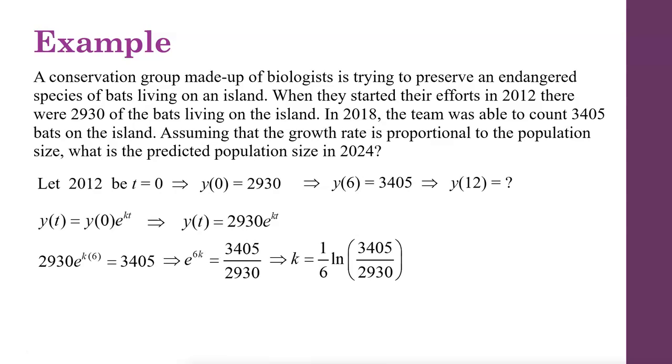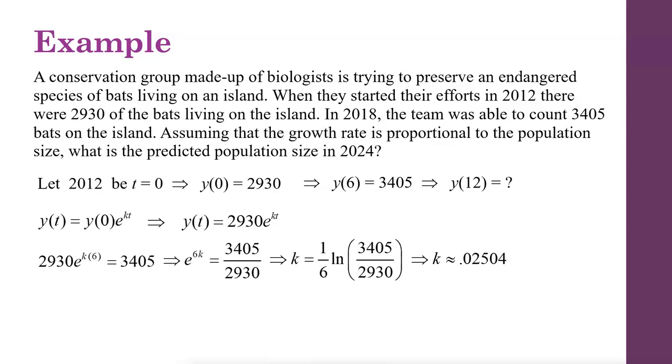So k would be 1/6 of natural log of 3,405 over 2,930, and that is approximately 0.02504, right? So the growth rate per capita at that time is roughly 2.5%. Okay, so next thing we're going to do is go and try to find y of 12, right?